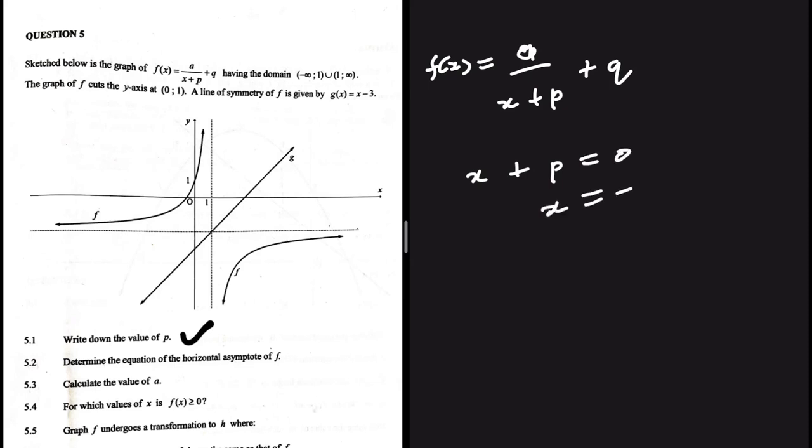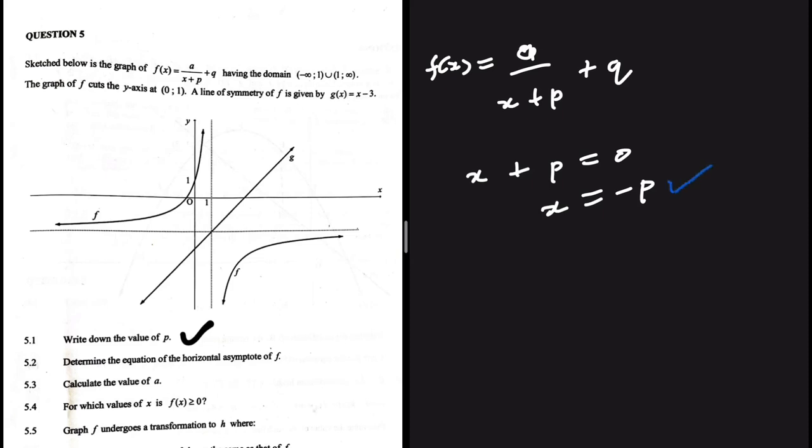Let's take a look at 5.1. Write down the value of p. So what are we dealing with here? We have f of x equals a divided by x plus p, plus q. In order to find the vertical asymptote, we have to say that x plus p is equal to 0, so x is equal to minus p. This is how we find the vertical asymptote.